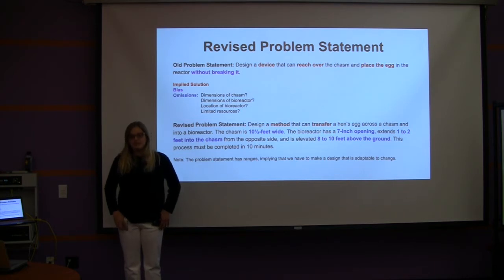From this, we revised our problem statement to be: design a method that can transfer a hen's egg across the chasm into a bioreactor. The chasm is 10.5 feet wide. The bioreactor has a 7-inch opening, extends 1 to 2 feet into the chasm from the opposite side, and is elevated 8 to 10 feet above the ground. This process must be completed within 10 minutes. One note about our revised problem statement is that it has a range of dimensions, which means that we have to make an adaptable design.